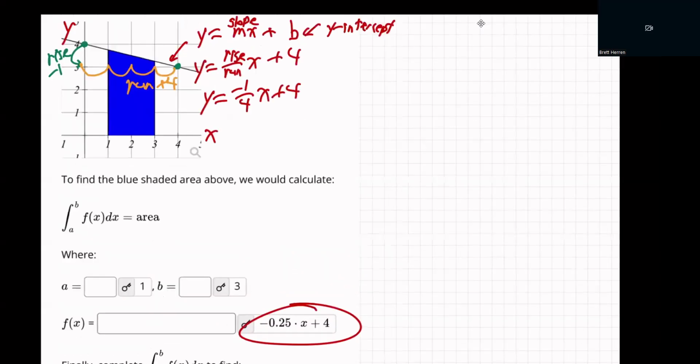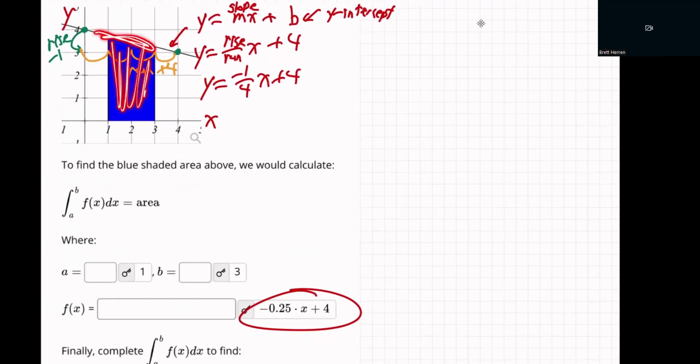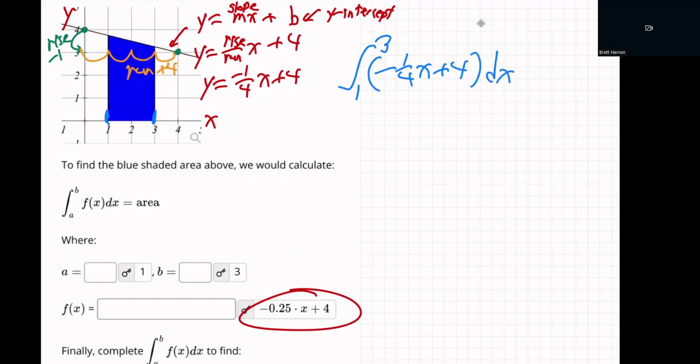So now that we know the equation of that line, if you want to know the area between a graph and the x-axis, do you know what you can do? You can just do the integral. That's what the integral is. It's the exact area. So from 1 to 3, from here to here, of the function, which I now know is -1/4 x plus 4 dx. If I just integrate that from 1 to 3, I'll find the area between the line and the x-axis. That's what an integral does: it gives you the area between any graph and the x-axis.